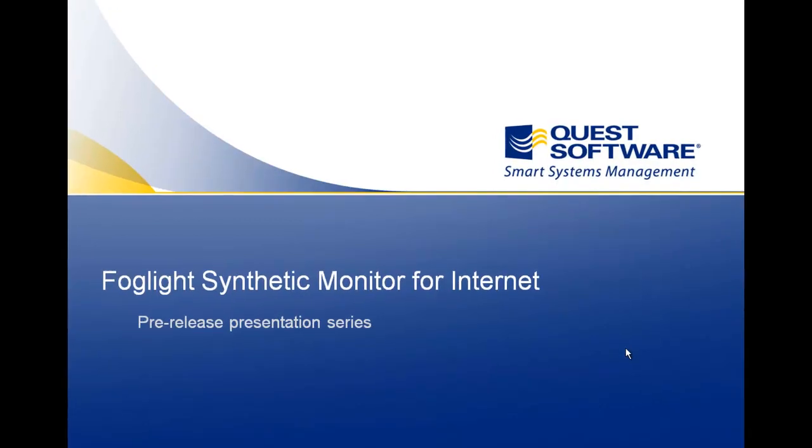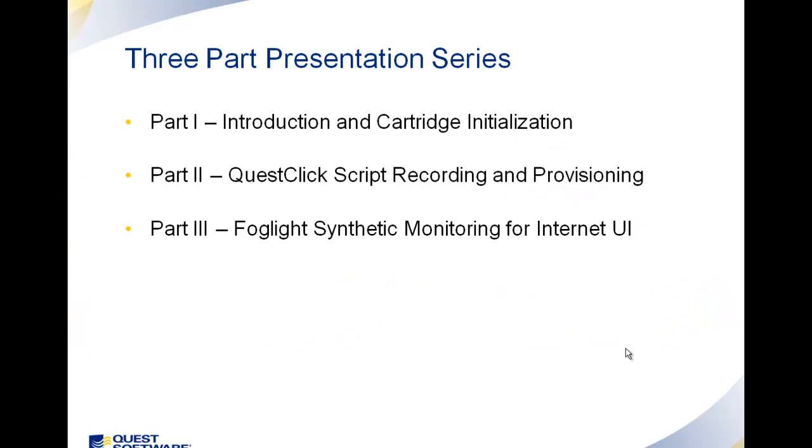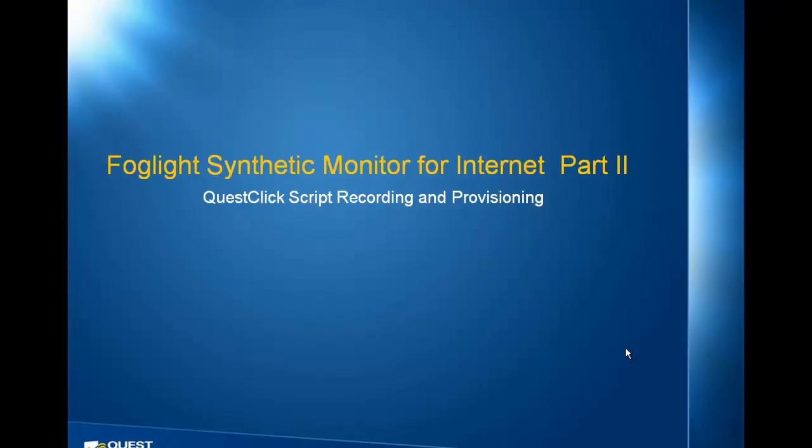As I mentioned, this is a presentation series with part 1 being an introduction to the cartridge and the cartridge initialization. Part 2, which is this recording we're about to start, is the recorder presentation. That's where we download the recorder, record a script, and then push it out to some of the beacon sites that we have available. Part 3 is the Foglight Synthetic Monitor for Internet user interface, where we'll see the results from the files that we saved in part 2. So again, this is the QuestClick script recording and provisioning demonstration, and QuestClick is the name of our recorder.